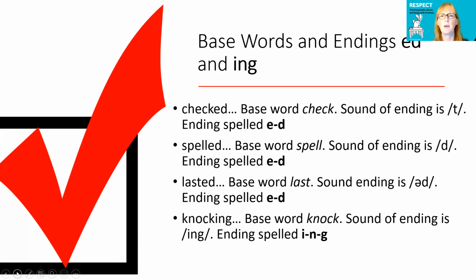And now, of course, we look at our ing ending. We have the base word knock. Remember that knock has the silent K and then n. The cat is on the chair. We have that short O sound, n-o, and then k at the end of a one syllable word. K is the consonant digraph, c-k, making one sound. Base word is knock. The sound of the ending is ing, and the ending is spelled ing. That's the nice thing about ing. It is spelled just like it sounds. We've got the short I sound, cat is in the chair, ng. We can hear both of those.